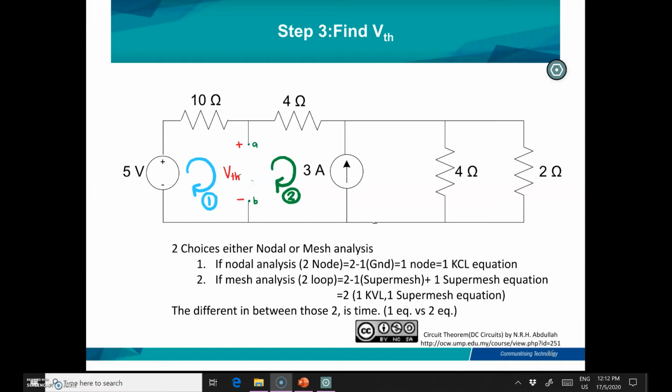If you try to find the voltage using mesh analysis, which consists of two loops, which is 2 minus 1 for the super mesh, and then you have to add 1 super mesh equation. So there will be 2 equations, which are 1 KVL and 1 super mesh equation. So the difference between those two is time: 1 equation versus 2 equations. So actually you can determine the V Thevenin with any method or theorem that is suitable for the circuit.